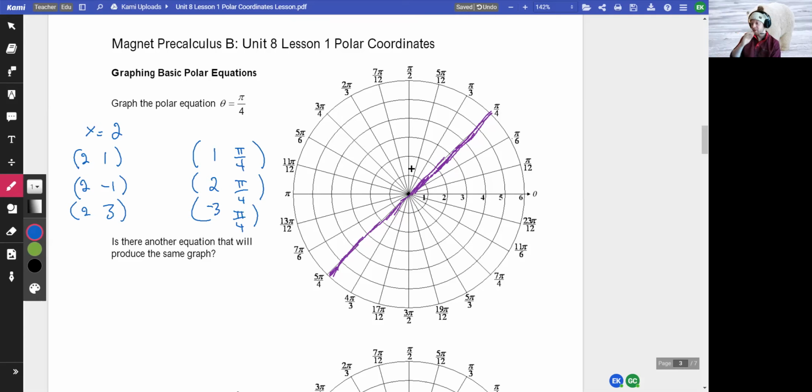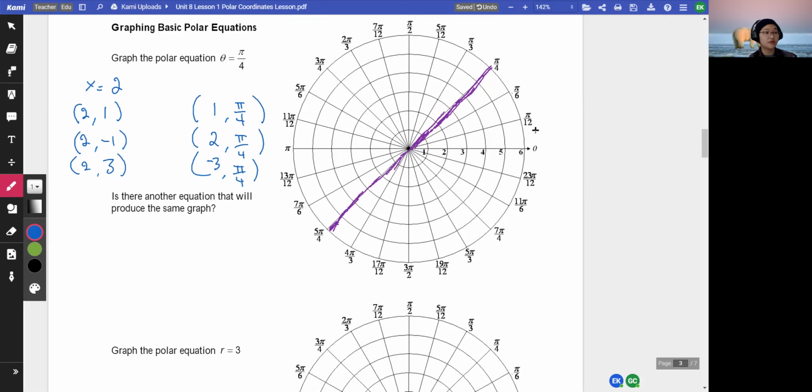Cool. Is there another equation that represents the same graph? Yeah, I think if we have theta equals 5π/4, or theta equals -π/4, that would still work.